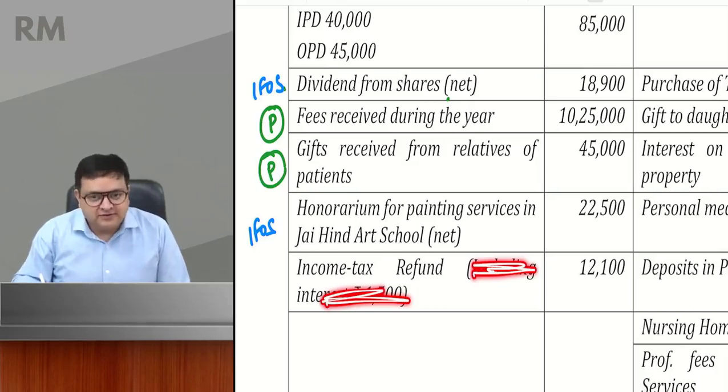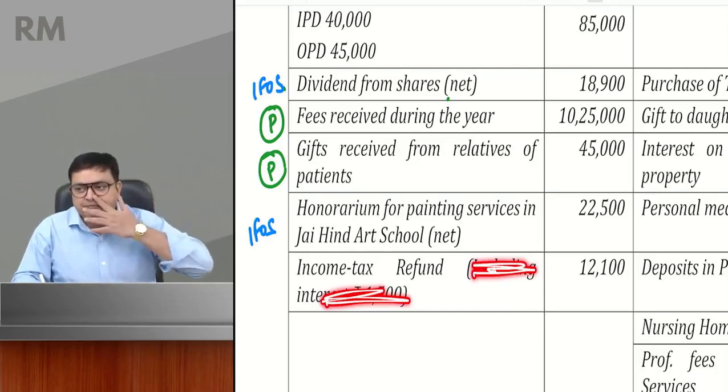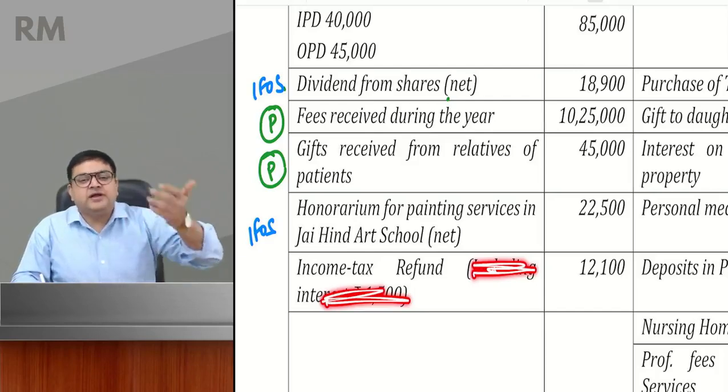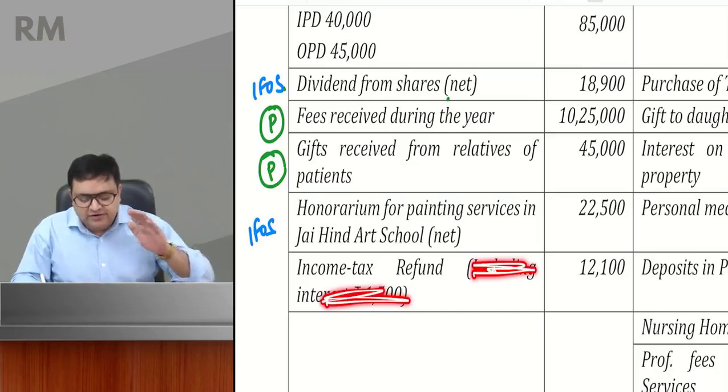Income tax is not our expense. It's not an allowable expense. Whenever you see in your debit side income tax expense, you will not allow it. Whenever you get the refund also, you don't make it your income under any head, IFOS, no. Income tax refund is never your income.